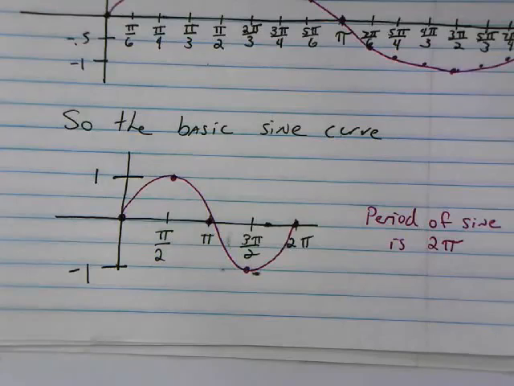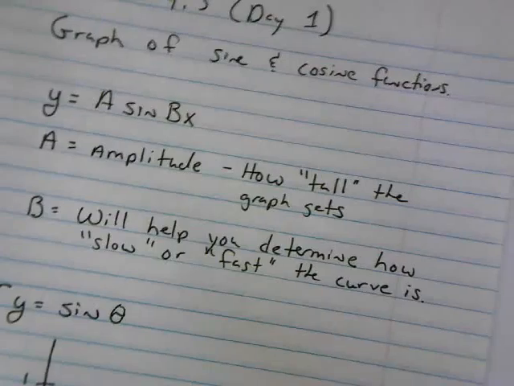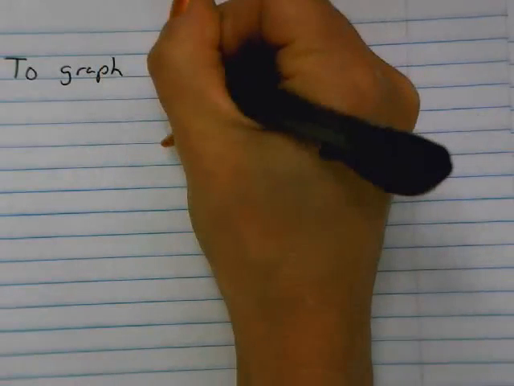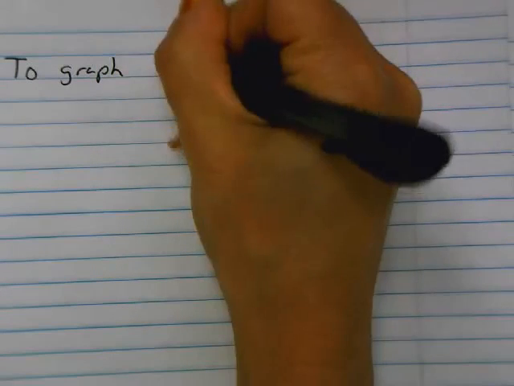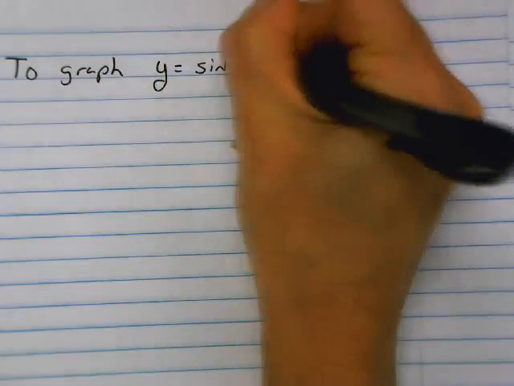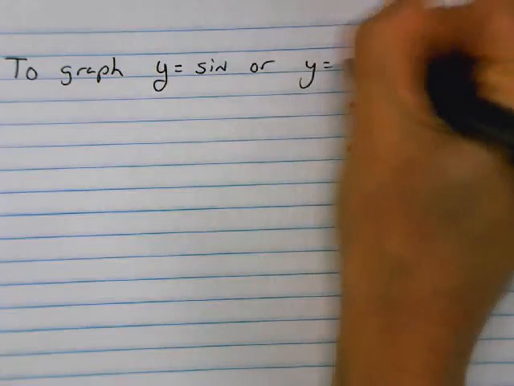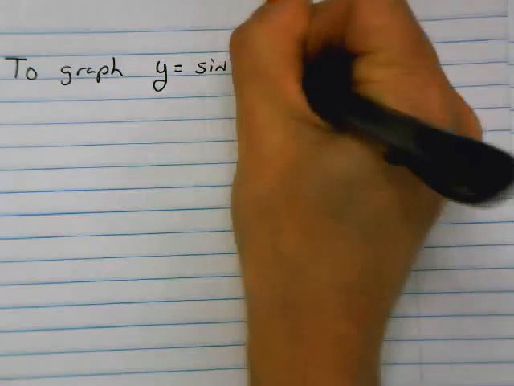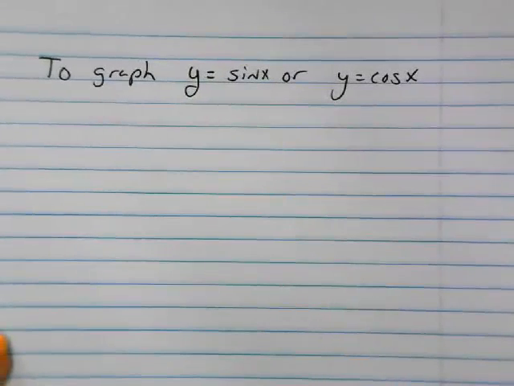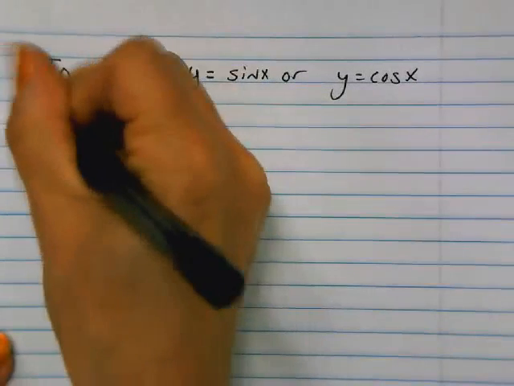Alrighty? Now let's talk about how you're going to graph y equals sine x or y equals cosine x. So they're going to graph exactly the same. Step 1, identify the amplitude and period.